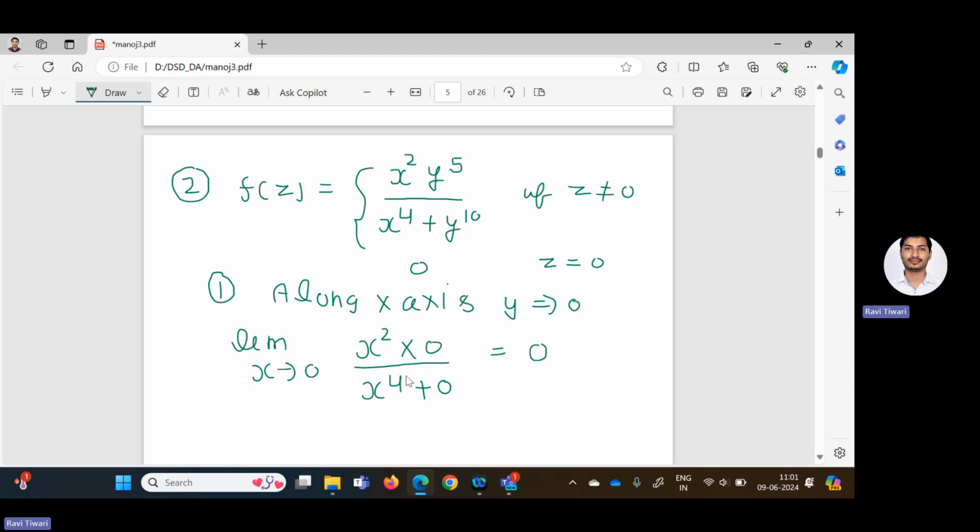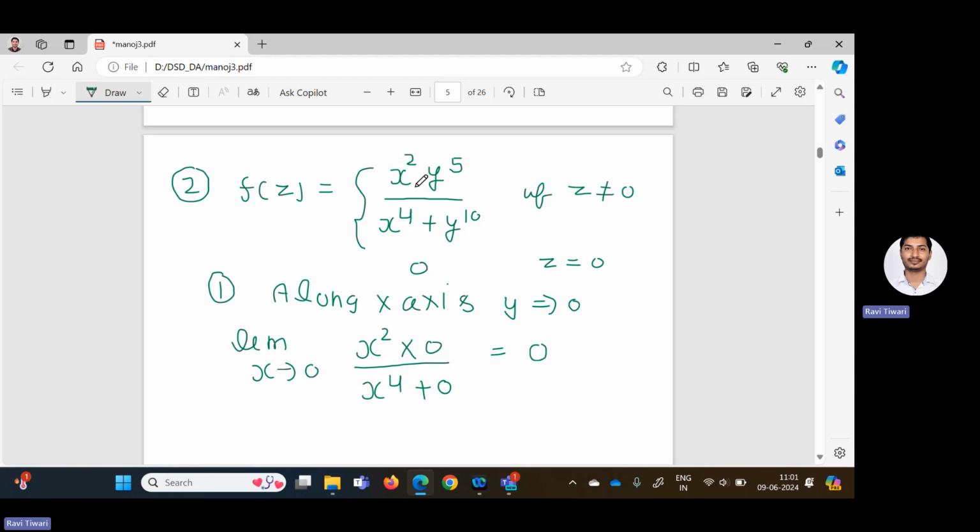Some students get confused. This is 0 by 0, but this is not 0 by 0, because numerator is exactly 0 and denominator is tending to 0. So if numerator is exactly 0, then 0 divided by anything, we can get 0. So along x-axis, we are getting limit 0. Similarly, you can see along y-axis also, x should be 0. So x 0, then again you will get limit 0. Some students, after choosing two paths, claim that this function is continuous, but actually this function is not continuous. So how can we choose path so that power of numerator and denominator can be made equal?